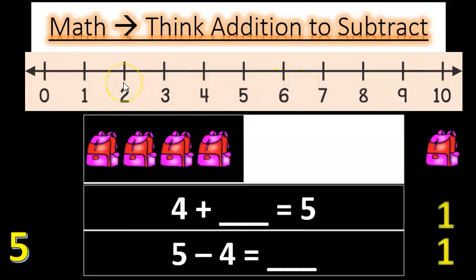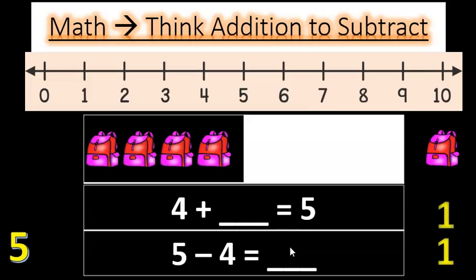Remember, a number line helps us determine how many objects we put in here, okay? In this white rectangle. Now, we have two equations down here. One is addition and one is subtraction, okay? Remember, whatever number we get here, we're going to insert that number back in here. And that's what we call think addition to subtract.